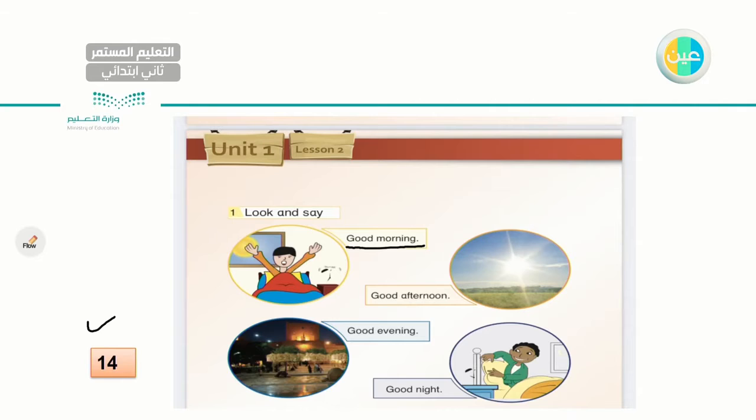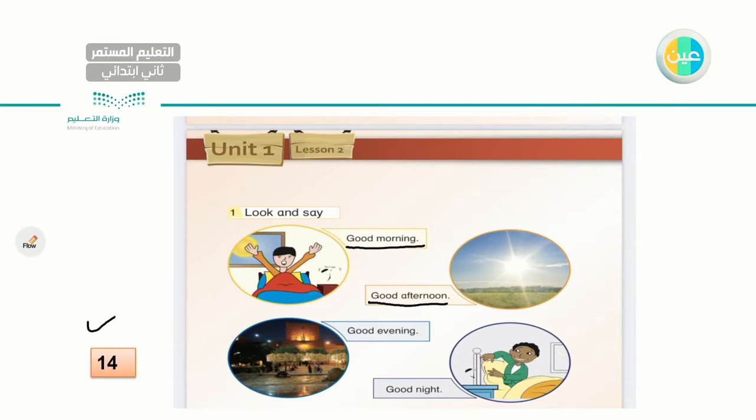It's not morning now. It's after 12 o'clock. 12 o'clock is midday, noon. So we will greet by saying good afternoon. Very good. Repeat after me, please. Good afternoon. One more time. Good afternoon. One last time. Good afternoon. Excellent. Let's go to the third picture.